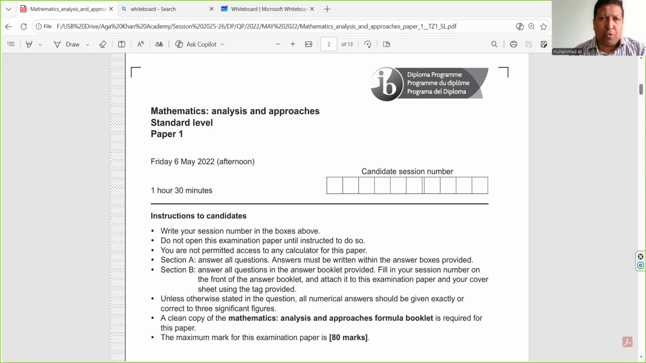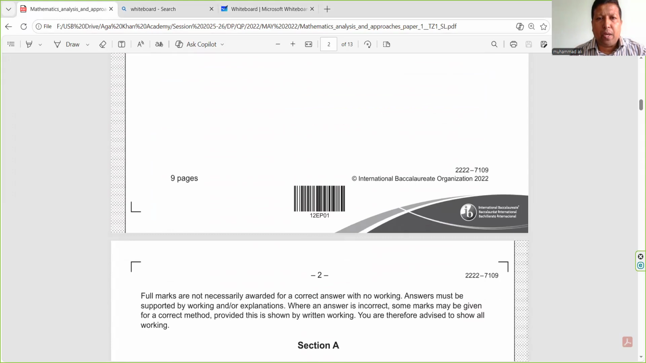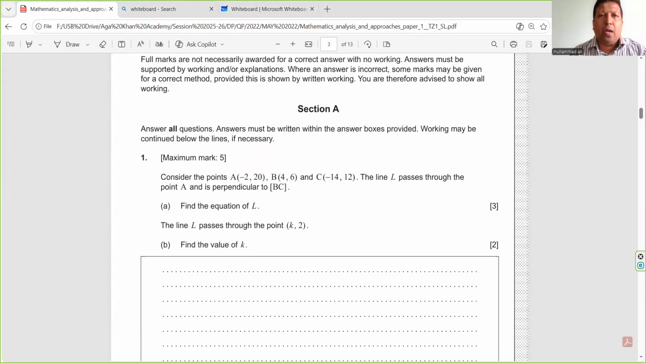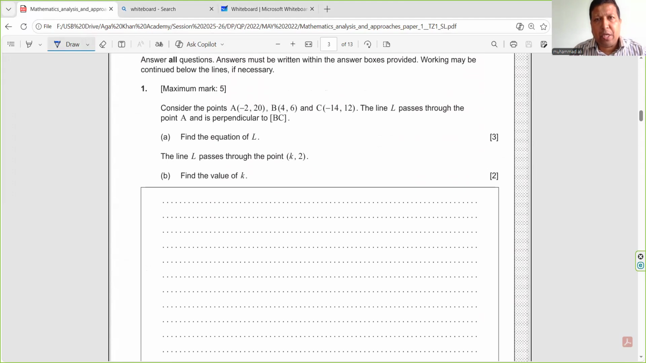Today we try to solve one question from Mathematics Analysis and Approaches Standard Level, Paper 1, May 2022, question number 1, Section A. Question 1: Consider the points A(-2, 20), B(4, 6), and C(-14, 12). The line L passes through point A and is perpendicular to BC. Find the equation of L.